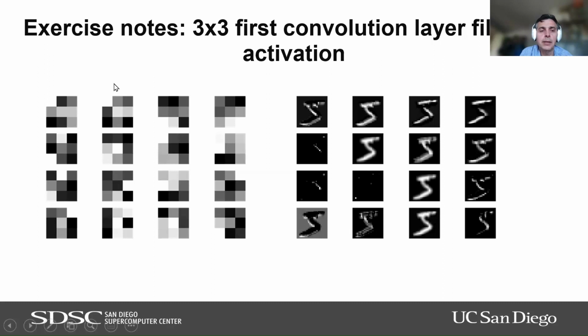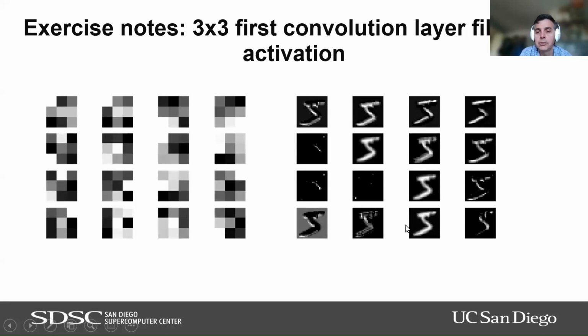In that particular notebook I have, I am plotting on the left 3x3 filters. So I ran this network with 3x3 filters, 16 of them. So these are 16 3x3 filters. And if you look at these filters, it's not obvious what they are doing. But here's the activation output for those 16 filters.